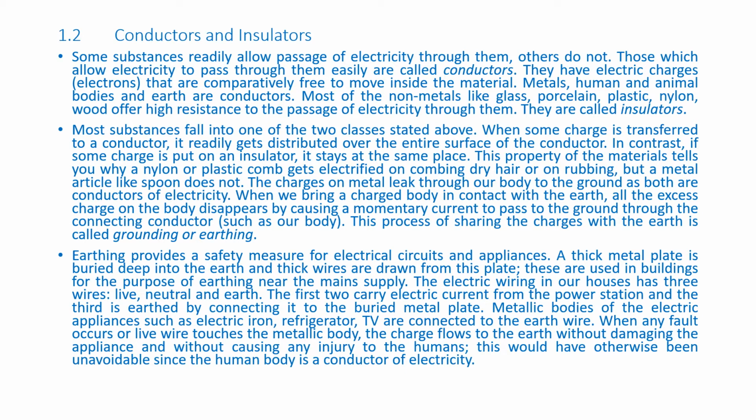Most substances fall into one of these two classes, that is, they are either conductors or insulators. When some charge is transferred to a conductor, it readily gets distributed over the entire surface of the conductor. In contrast, if some charge is put on an insulator, it stays at the same place. So when you connect a good conductor to a source of electricity like a battery, current and charges get distributed over the entire surface of the conductor.